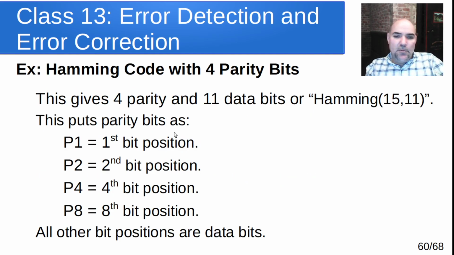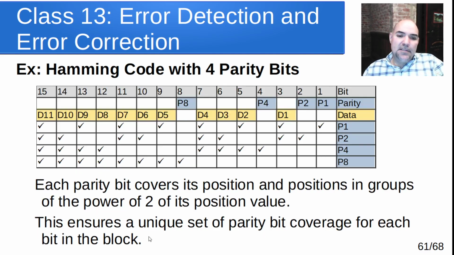So let's take a look at how this would work. If we look at a Hamming code with 4 parity bits, that would give us 4 parity bits and 11 data bits, which in Hamming code lingo is called (15,11). In other words, 11 is the data bits, and 15 is the total length of the word that's being sent. So that puts parity bits at the first, second, 4th and 8th bit positions. Notice these are all powers of 2 bit positions, and all the other bit positions are data bits. So that looks like this.